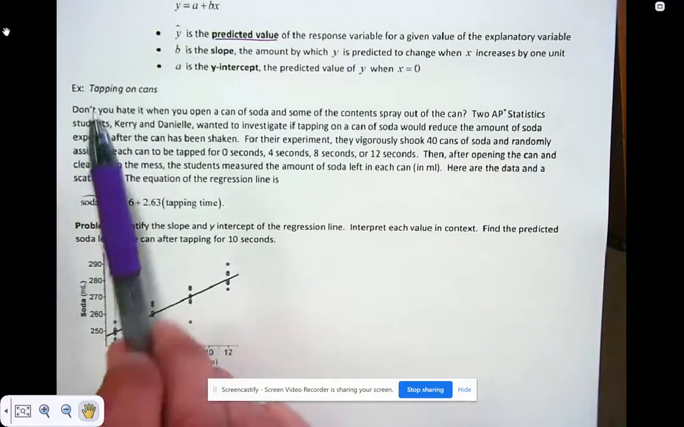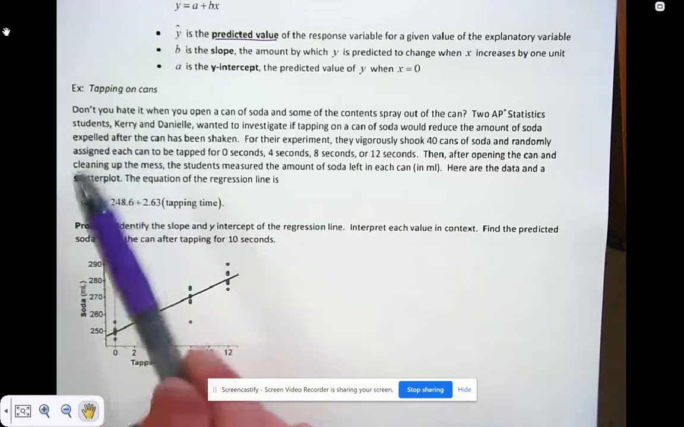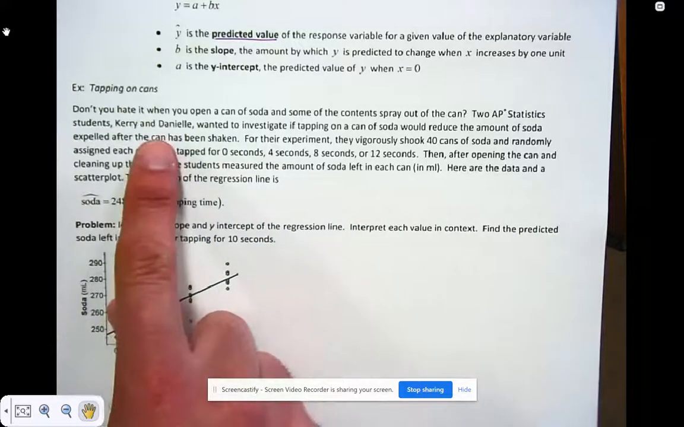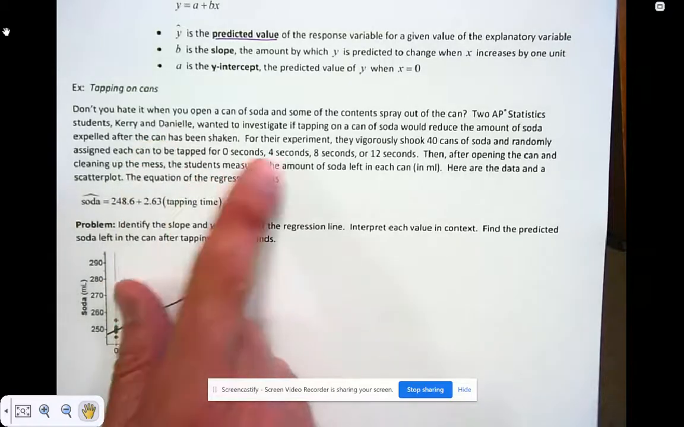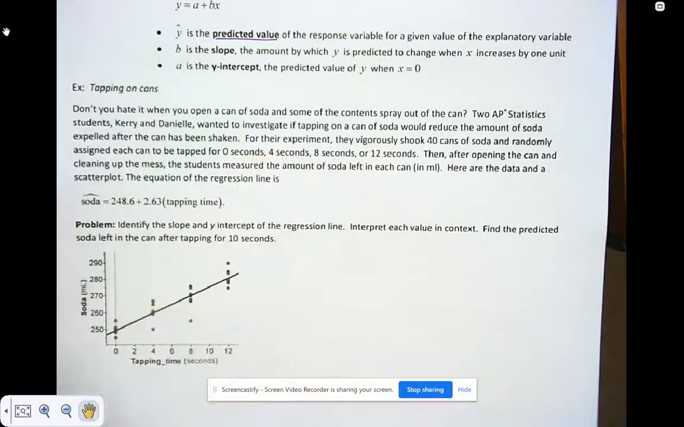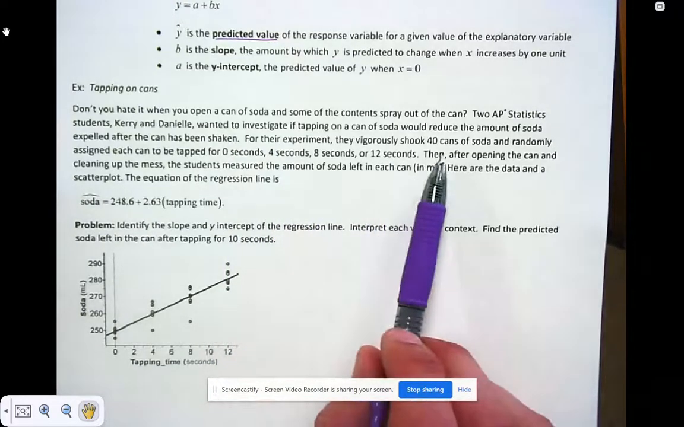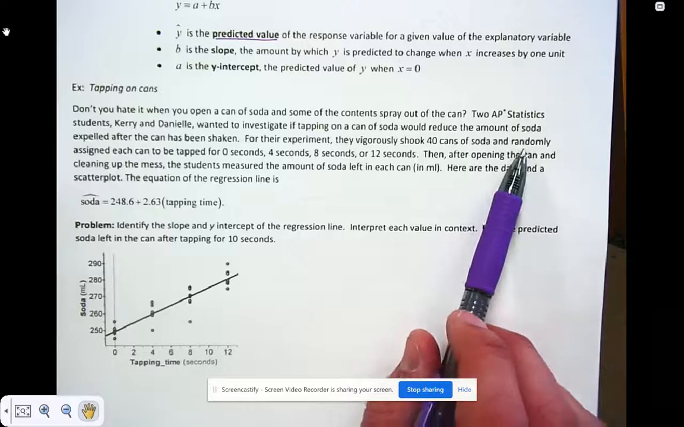We'll read through this example, and then we'll talk about the picture down here. This one's called tapping on cans. It's in the textbook too. It says, don't you hate it when you open a can of soda and some of the contents spray out? Two AP statistics students, Carrie and Danielle, wanted to investigate if tapping on a can would reduce the amount of soda expelled after the can has been shaken. For their experiment, they vigorously shook 40 cans of soda. Kind of sounds like fun, something my daughter would do.